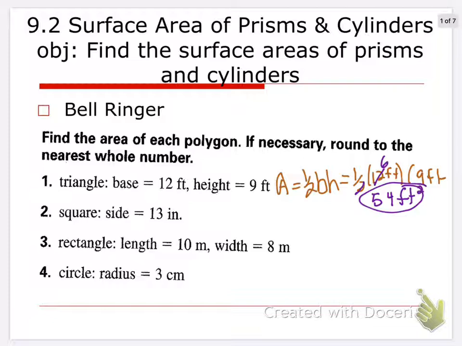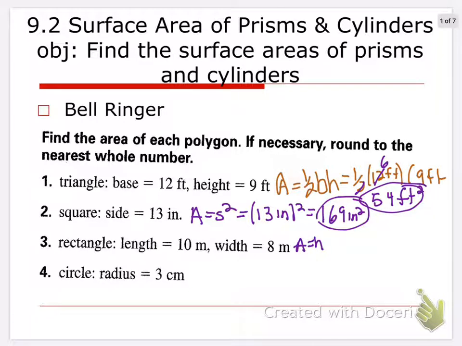Our next one is area of a square. Area of a square is sides squared, which is going to be 13 inches squared. 13 times 13 is 169 inches squared. Rectangle. Height times length times width is probably more common. Height times base, length times width. They're the same formula. So our length here is 10 meters, our width is 8 meters. So 8 times 10 is 80 meters squared.